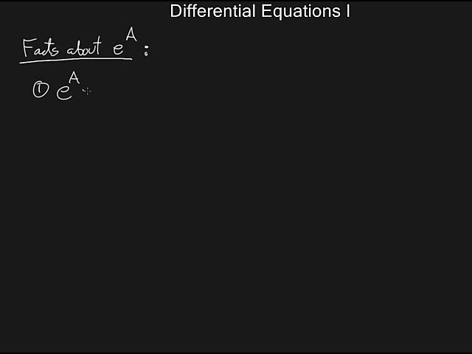And now let's write down some facts about e to the A. One of the basic properties of the exponential is that e to the A times e to the B is equal to e to the A plus B. But for matrices, there's a crucial fact here. It's only true if A and B commute. AB has to be equal to BA.